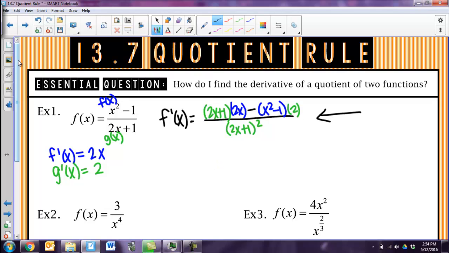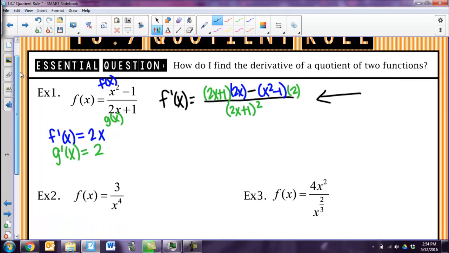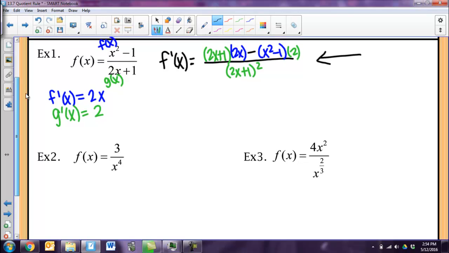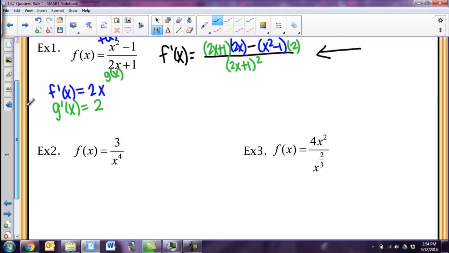Now, sometimes when you see a fraction, you get tempted to use this quotient rule. And as fun as that might be, you may not have to use the quotient rule. If I look here on number 2, f of x is equal to 3 over x to the 4, I noticed that I could rewrite this using my exponent rules. This is just 3 times x to the negative 4 power, because anything on the bottom has a negative exponent. So now I can just pretty simply use my power rule instead of having to do this low d high business.